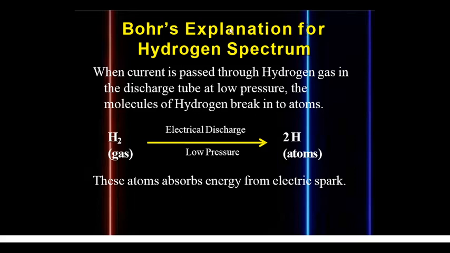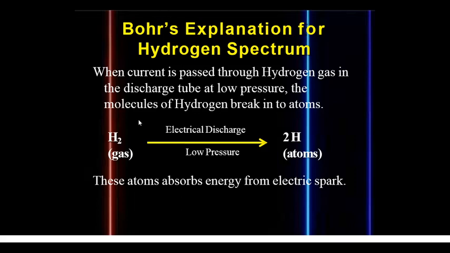Now, how did Bohr explain the hydrogen spectrum? We started to study the hydrogen spectrum. In order to study the hydrogen spectrum, we took hydrogen gas in a discharge tube and allowed current to pass through it at a low pressure. So what happens to the hydrogen gas? The hydrogen molecules will split into hydrogen atoms.